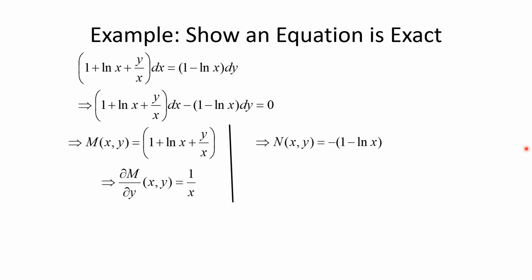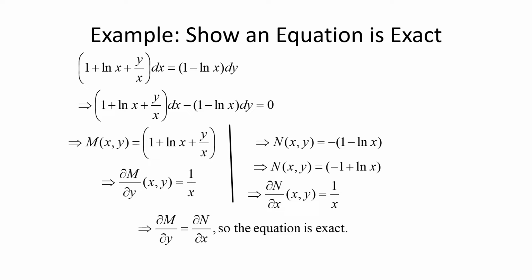Then if we look at N, we want to take the partial of N with respect to x. First we'll distribute the negative sign throughout to get -1 + ln x. When we take our partial derivative, there are no x's in -1, so that gives us 0, and the derivative of ln x is 1/x. So we can see that the partial of M with respect to y is the same as the partial of N with respect to x, and that shows that this equation is exact.